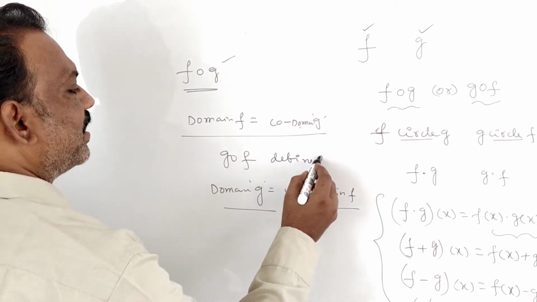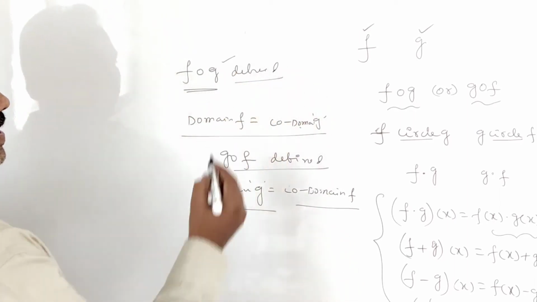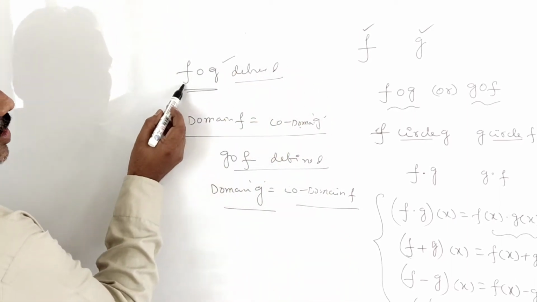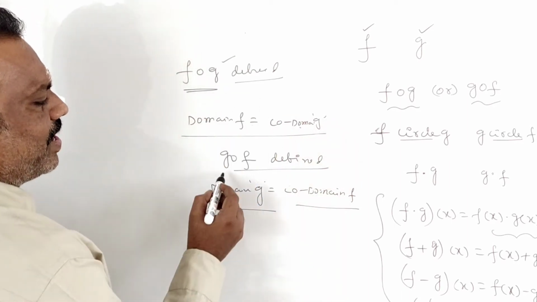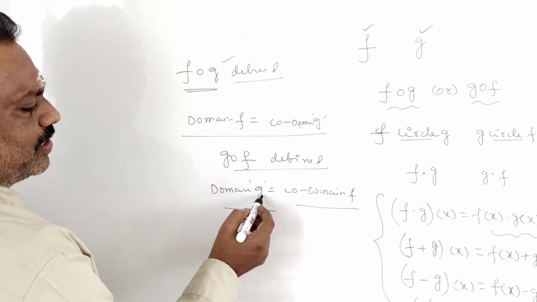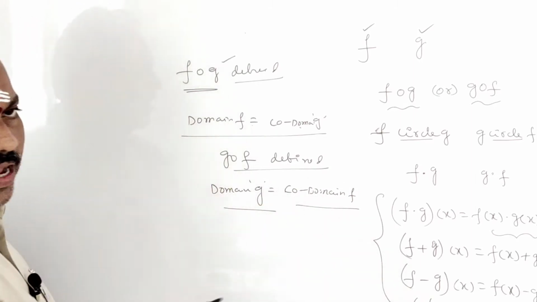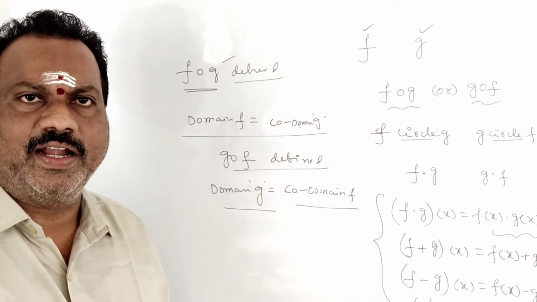They will ask this in a 1 mark question, so you have to remember it. When f circle g is defined, the domain of the first function is equal to the codomain of the second function. When g circle f is defined, the domain of g is equal to the codomain of f, then only g circle f is defined.